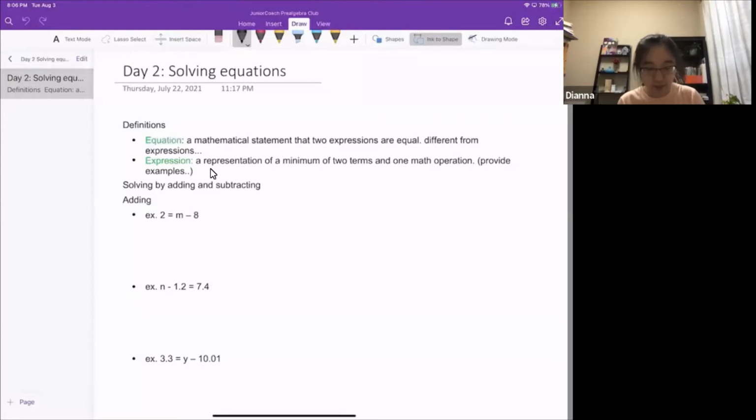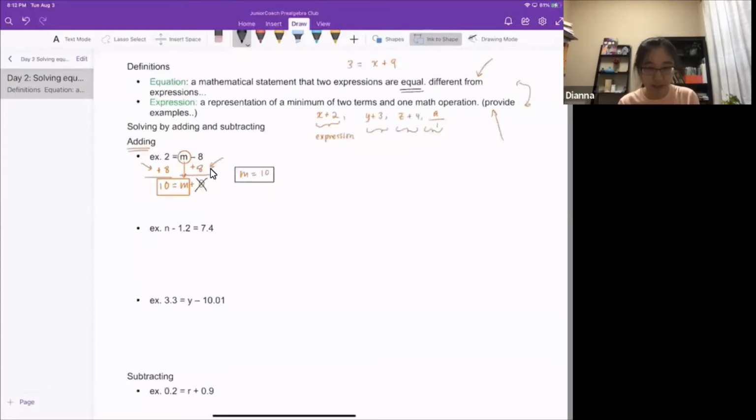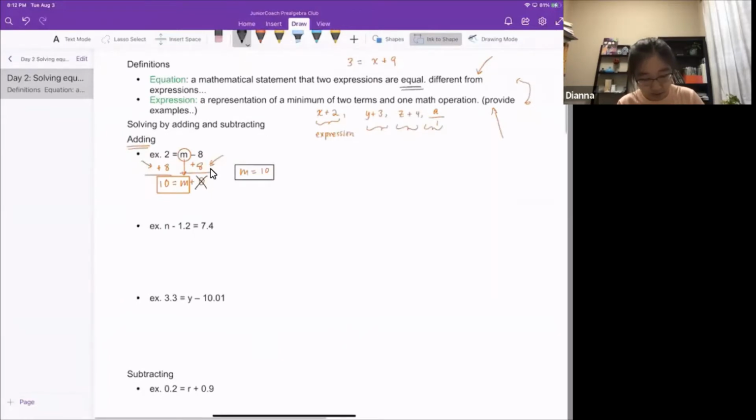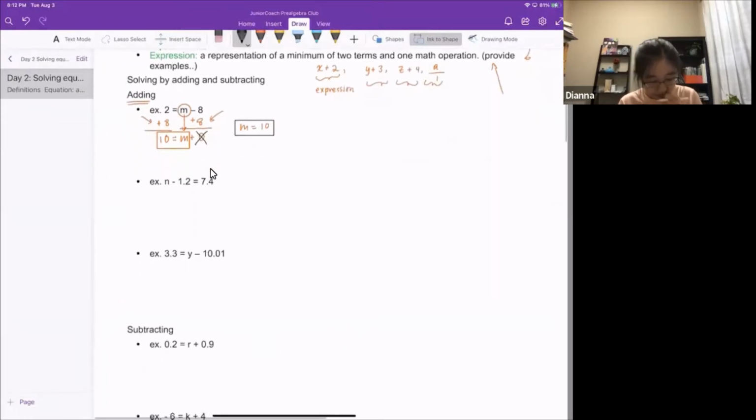And it's that same trend. Whatever you do to one side, you have to do to the other side. So let's look at the next one. So here's the next one: n minus 1.2 equals 7.4. Here we're going to want to solve for n, right? Because n is that letter, and we want to get the letter by itself. And how can I do that? Well, I can't just cross out 1.2, right? I have to add it to both sides.